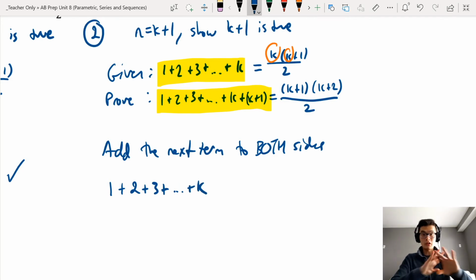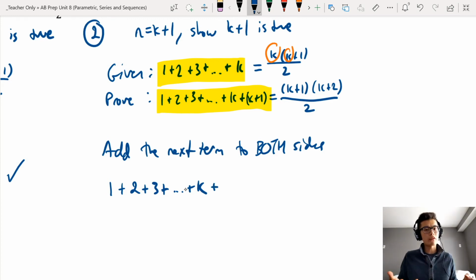That's the given, right? I didn't change anything about the given. Given was, like, I could use it. I don't need to worry about messing with that, right? And what we're trying to do is add the next term to both sides. Because that's legal, that's the addition property of equality. Whatever you add to one side, you can add to the other. So I'm going to add the next term.